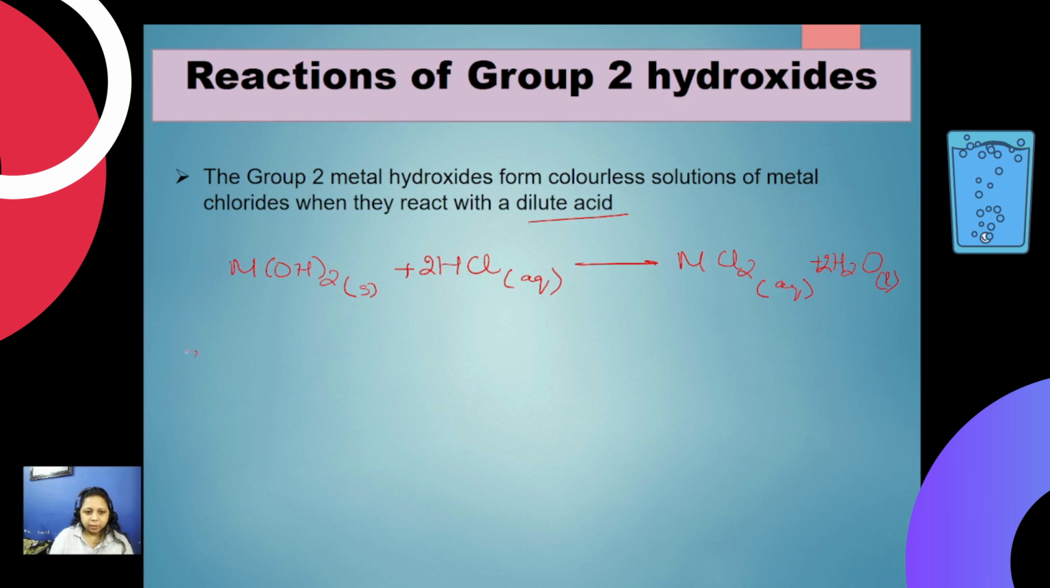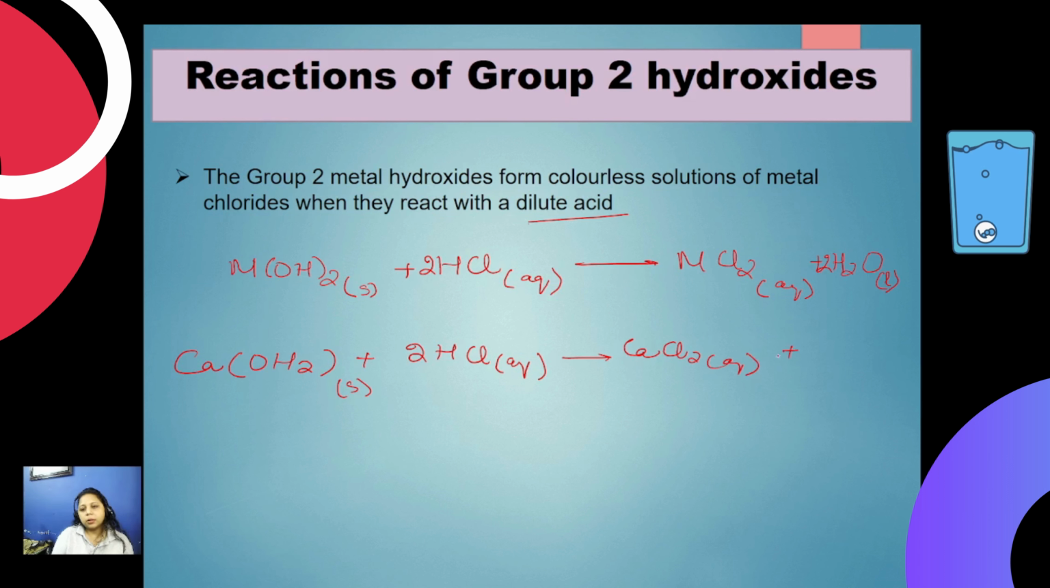For example, we write calcium hydroxide in the solid state with 2 HCl, which is aqueous. Sorry, I made a mistake here. There won't be any bracket here. So it's HCl, so it will be aqueous. It gives calcium chloride, which would be aqueous as all chlorides are soluble, and then we have water, which would be a liquid one, and this is balanced. Now we'll take strontium hydroxide, similar. You just need to remember the general equation.